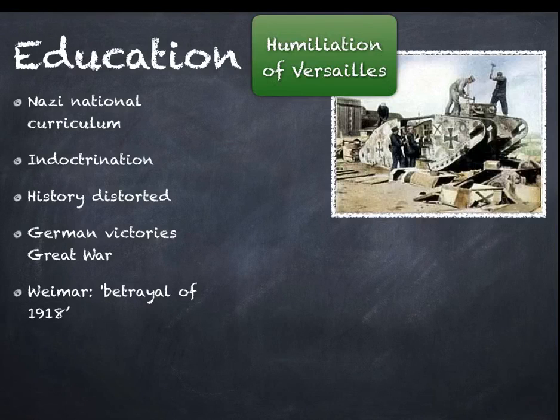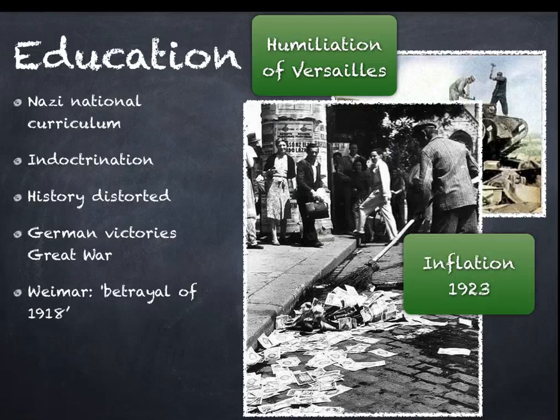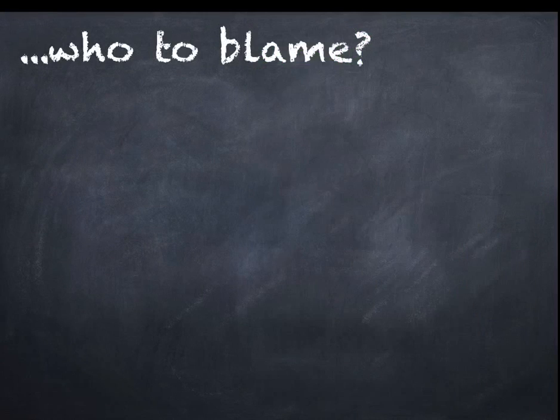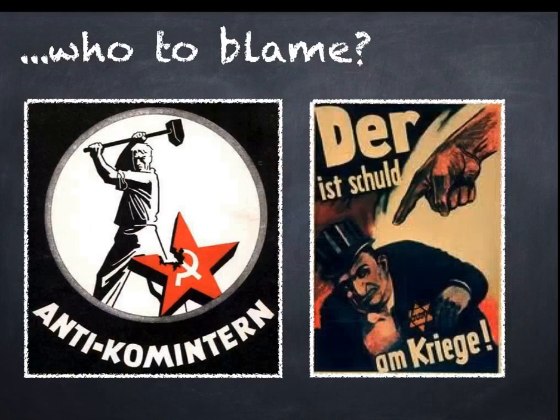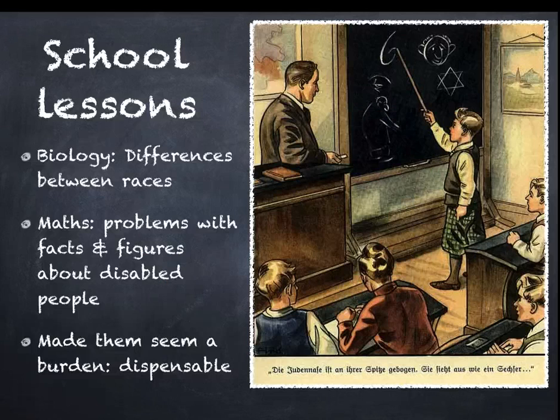Things like the humiliation of Versailles were emphasized about how Germany was treated unfairly by the victorious powers. There was talk of the betrayal of 1918. The inflation of 1923 was used as an example, blaming weak democracy and squabbling parties. And of course, who was to blame? You won't be surprised to learn. Communists and Jews were singled out in particular for blame for Germany's problems in the past, as scapegoats.